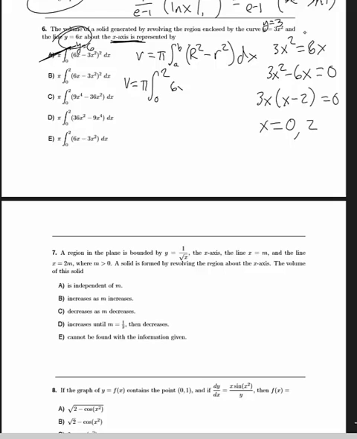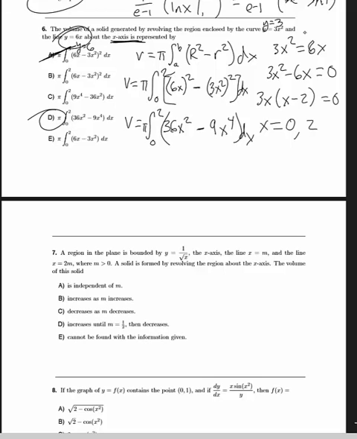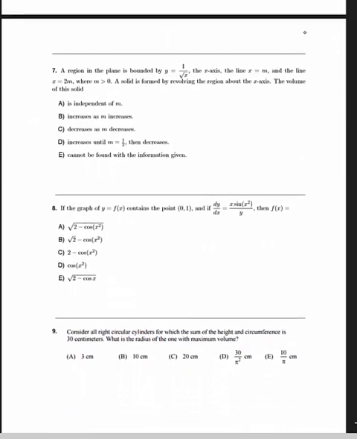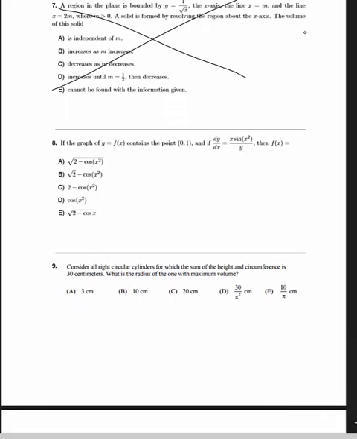So we're going to have 6x squared minus 3x squared all squared dx. 6x squared is 36x squared, and then minus 3 squared is 9, x squared squared is x to the 4th. And so that was choice D. Alright, 7. I told you guys to not worry about 7. We're kind of skipping that one. So we'll move on to 8.